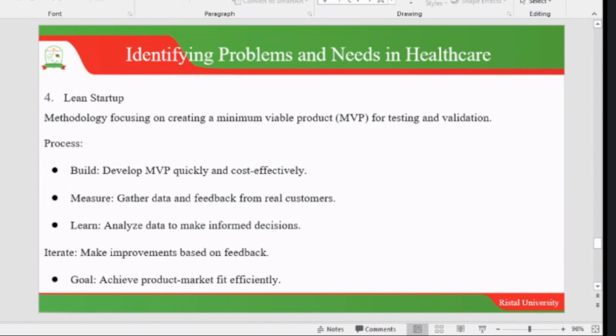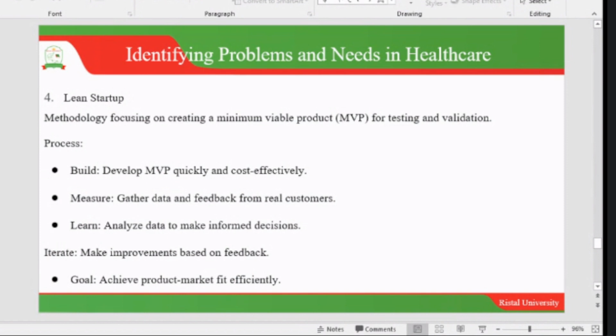But remember, I have a vision of scaling it up to the entire country. So I first develop this MVP, the minimum viable product, using the few resources that I have. And that is where we are talking about cost effectiveness. Then after I've built this minimum viable product, I gather data.